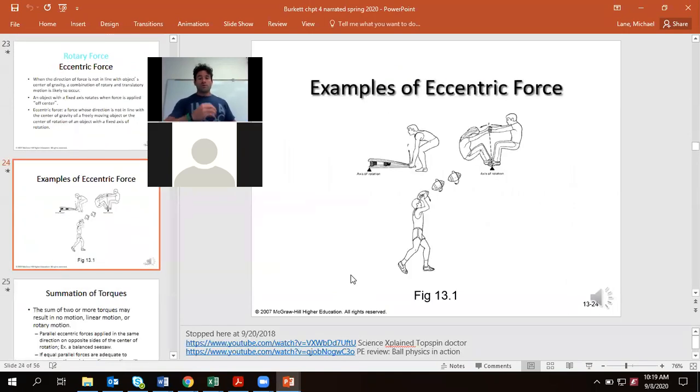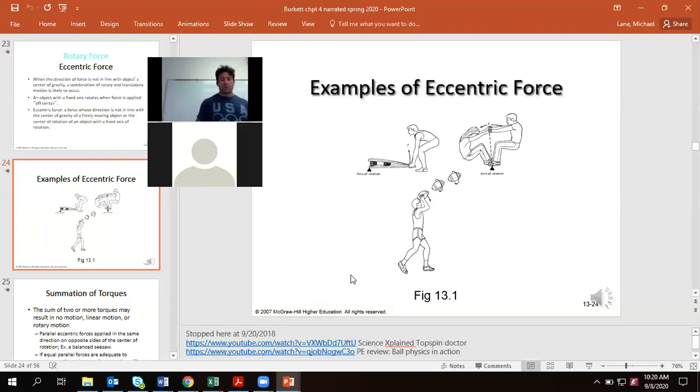So some simple examples here, but think about sport, of how we're going to be creating examples of eccentric force. An easy way for you guys to feel the effects of an eccentric force in the body would be to get in a plank position and then take one of those hands off the ground. From there, you're going to immediately feel your body wanting to rotate because of the lack of stability, and now you're having a greater amount of force put on one side or the other.